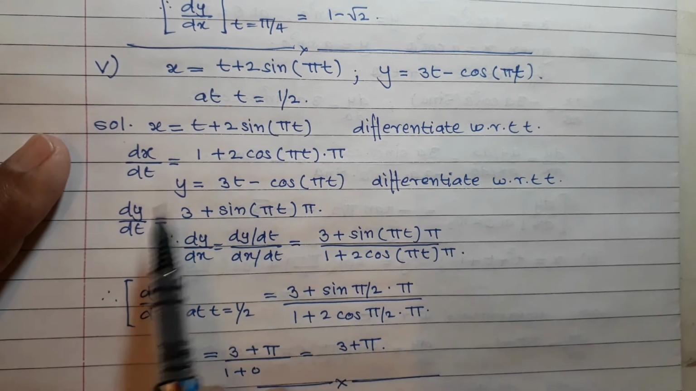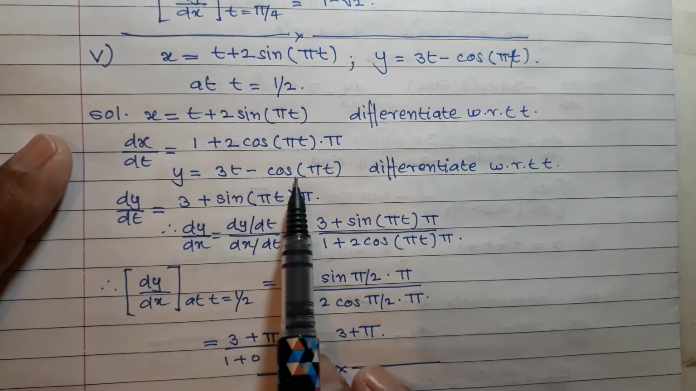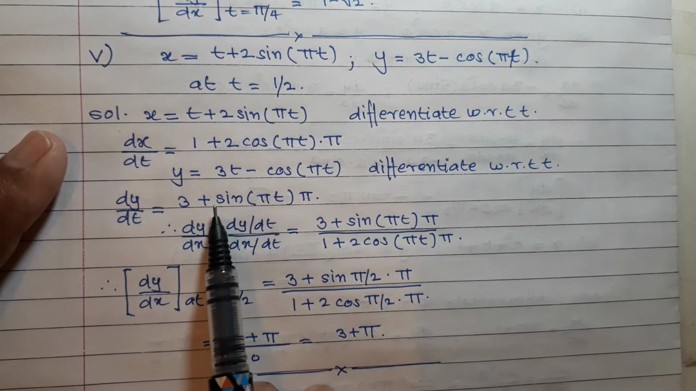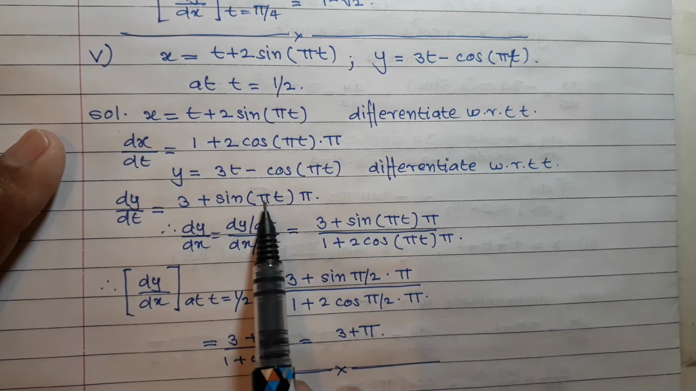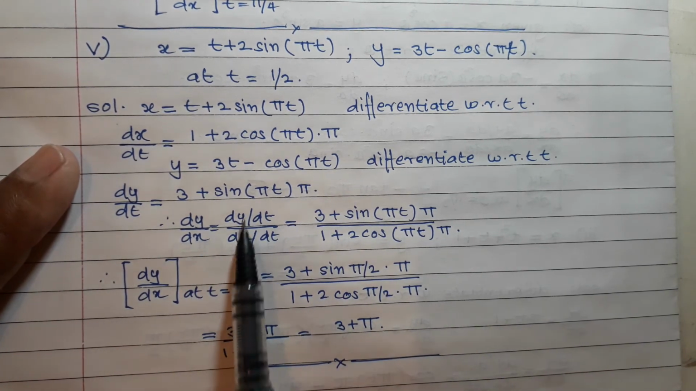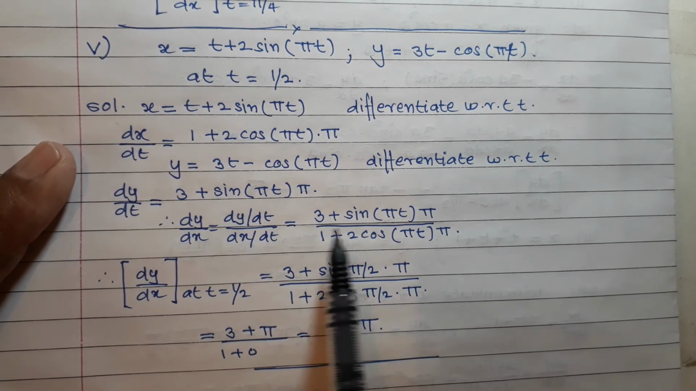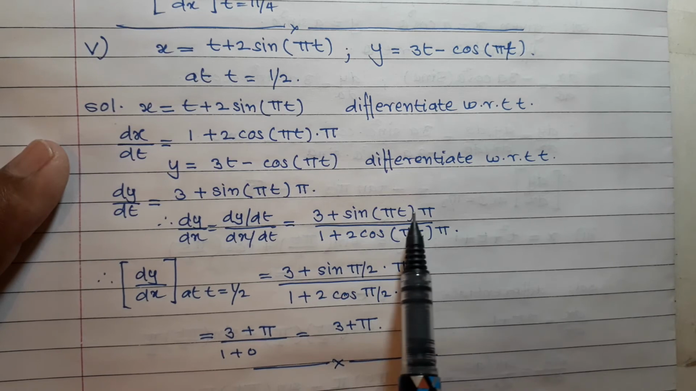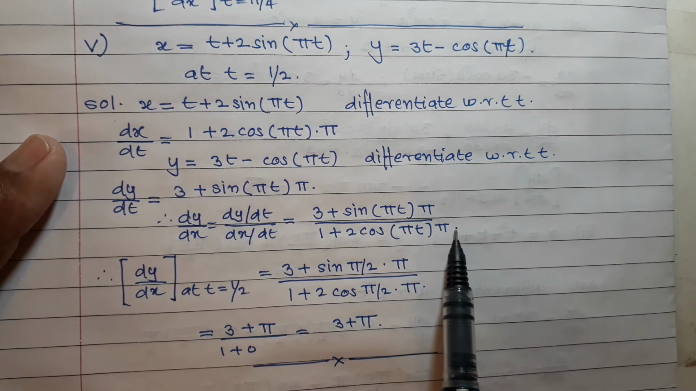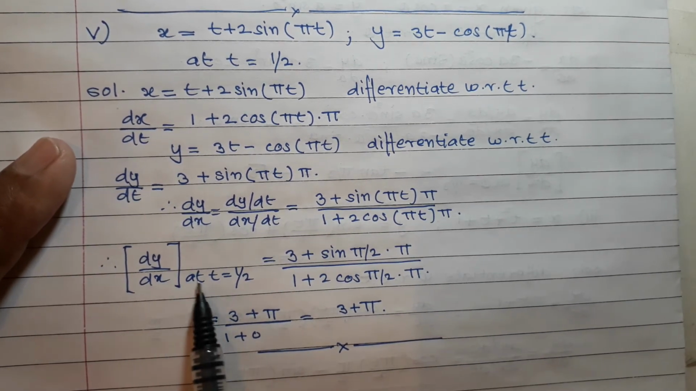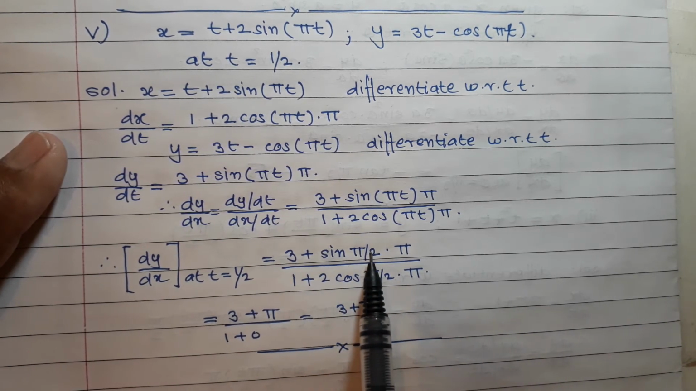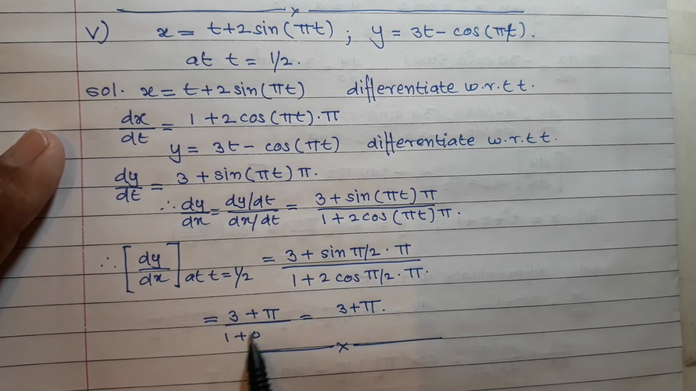is equal to pi, and y is equal to 3t minus cos pi t. Differentiate with respect to t. dy/dt is equal to 3 plus sin pi t, and the derivative of pi t is pi. Therefore dy/dx is equal to dy/dt upon dx/dt, is equal to 3 plus sin pi t into pi upon 1 plus 2 cos pi t into pi, and therefore dy/dx at t is equal to 1 upon 2.